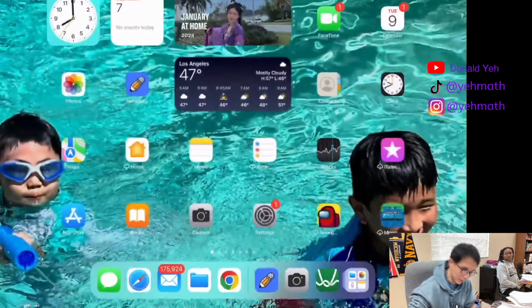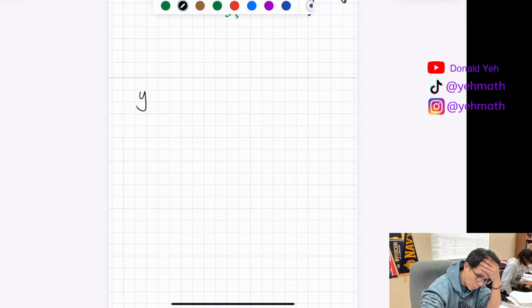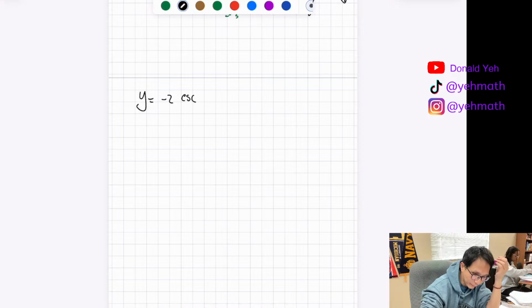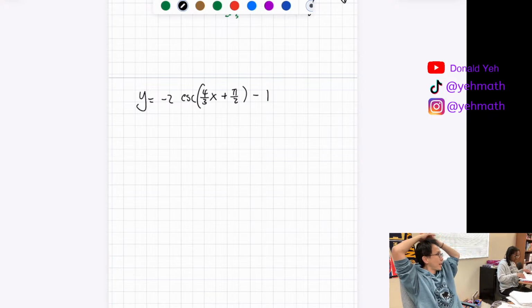So I'm going to ask you to graph for the last 10 minutes. I'm going to ask you to graph y equal to negative 2 cosecant of 4 over 3x plus pi over 2 and a minus 1. So I'm going to ask you to graph this. But in order to graph cosecant, you must graph sine. You must have a correct scale. You must have everything. Yeah?